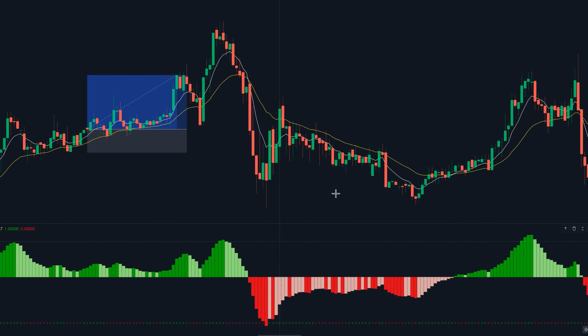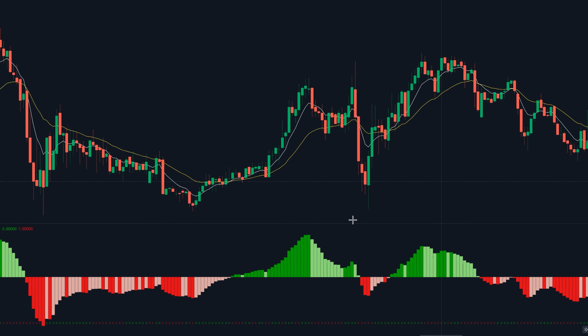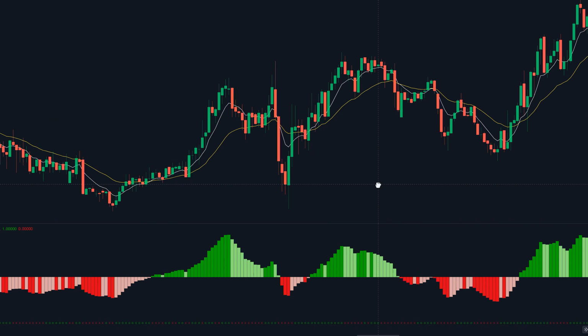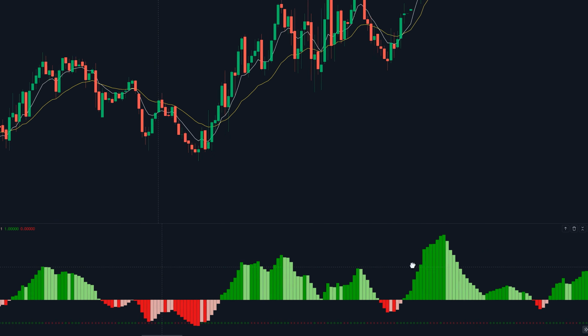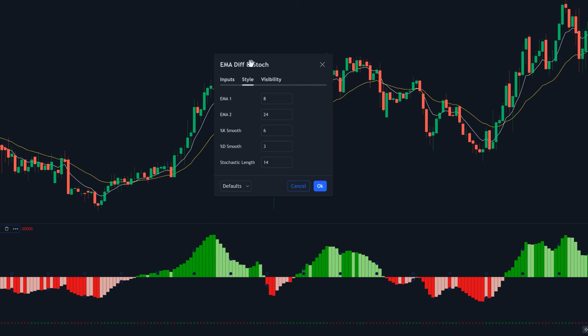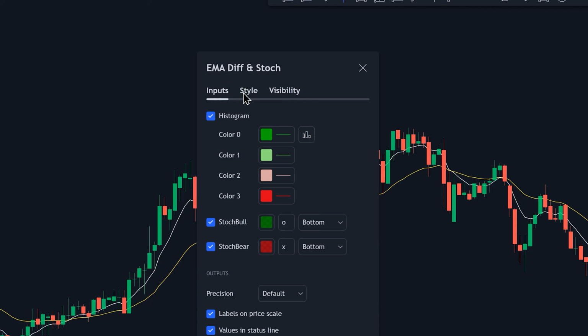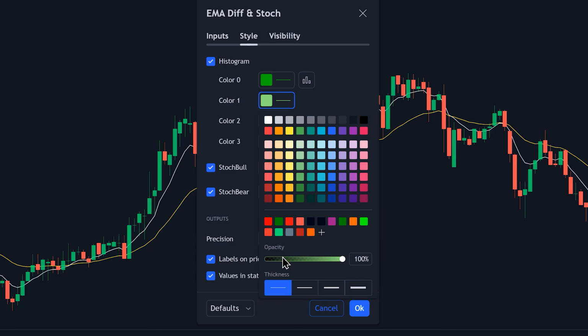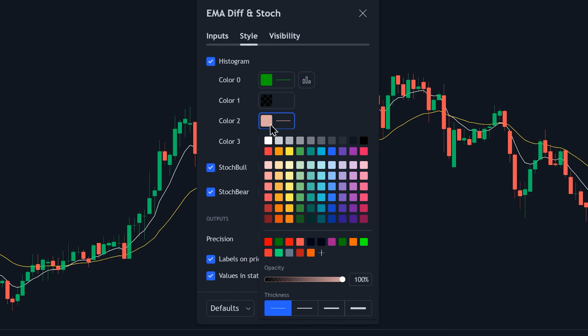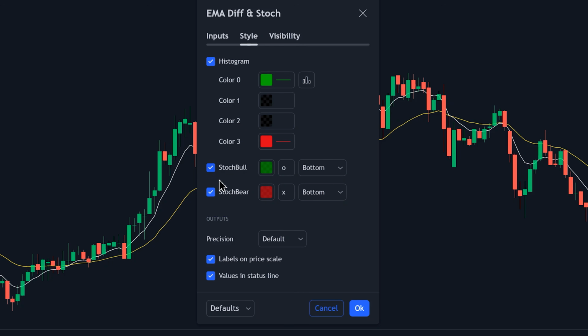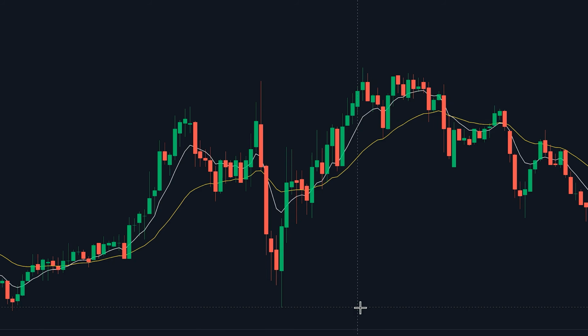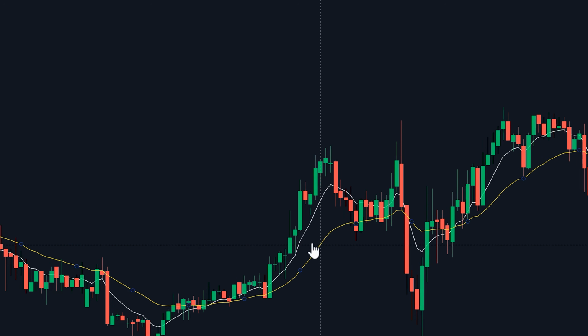Now, using this indicator with the default settings isn't recommended because it produces lots of false signals. So let's double click on it, and then on the inputs tab, we want to change EMA 1 length to 50 and the EMA 2 length to 100. On the style tab, we want to change color 1's opacity to 0%, as well as the opacity for color 2, reduce it to 0%. Disable the 2 stochastic options. After that, click OK. Also, we're not going to be needing these 2 EMAs, so let's delete them.